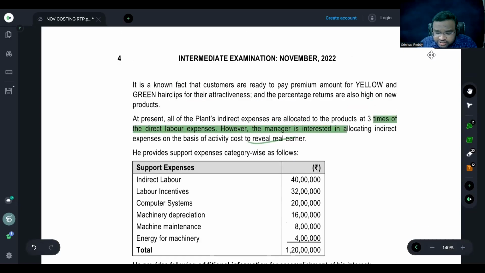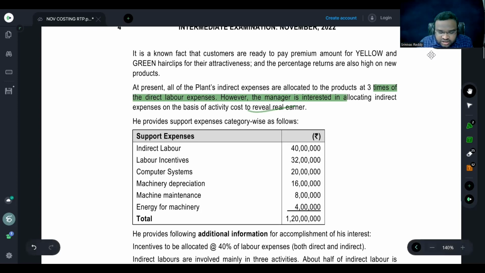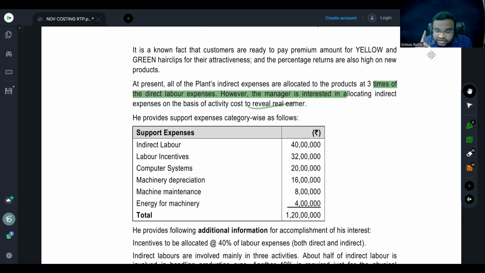However, the manager is interested in allocating indirect expense on the basis of activity cost to reveal the real earner. I gave an example, the Paradise example about biryanis. People who consumed more paid less, and those who consumed less paid more. If I go with actual resource consumption, I would be charging the exact amount based on how much they are using. He provides support expense. I'm repeating that this is a very beautiful question on activity based costing.